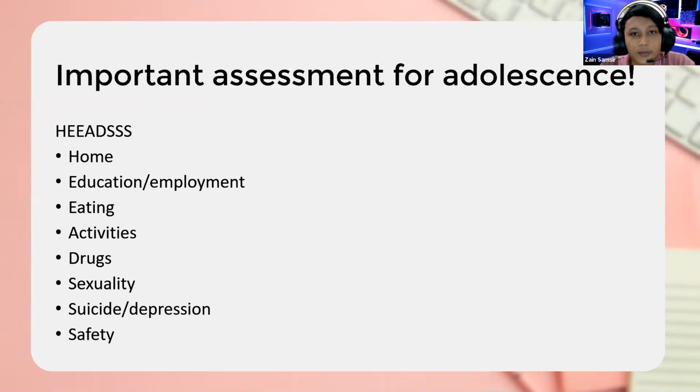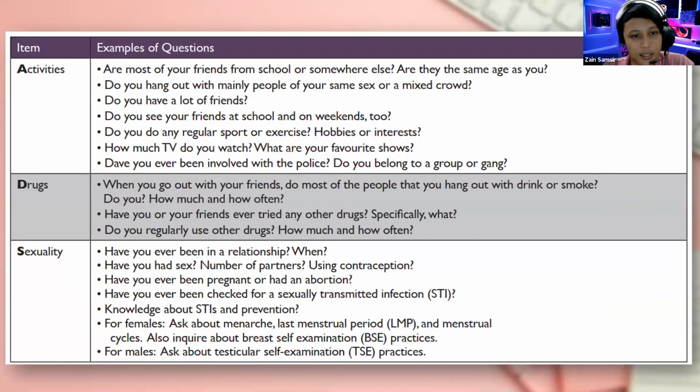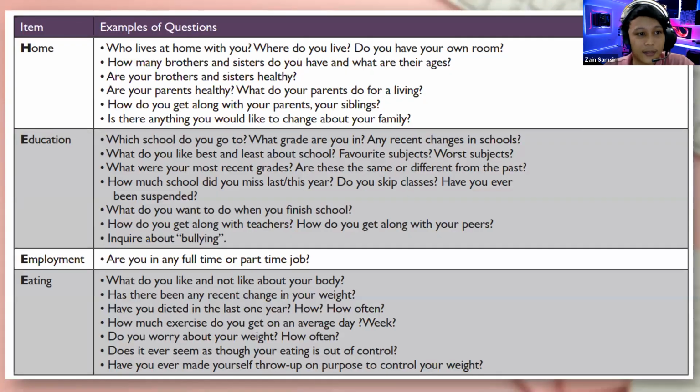So before we move on to our main topic, I want to highlight the HEADSSS assessment because this is very important to assess the adolescent. H is home, then education or employment, and then now they add another E, which is eating disorder or eating behavior, and then activities, drugs, sexuality, suicide or depression, and last but not least is safety. So I just put it here. I will not explain it because it is pretty self-explanatory if you read it yourself.